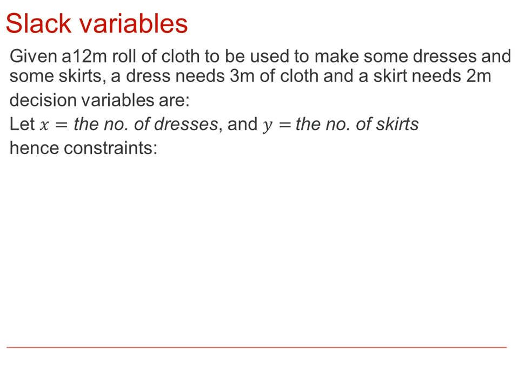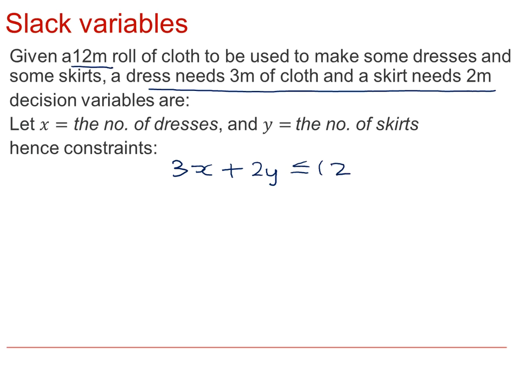Given a 12-metre roll of cloth to be used to make some dresses and some skirts, we note that a dress needs 3 metres of cloth and a skirt needs 2 metres. The decision variables are: let x be the number of dresses and y the number of skirts. The constraints will be related to this information here, and therefore 3x plus 2y less than or equal to 12. We also need to note that x and y are non-negative.